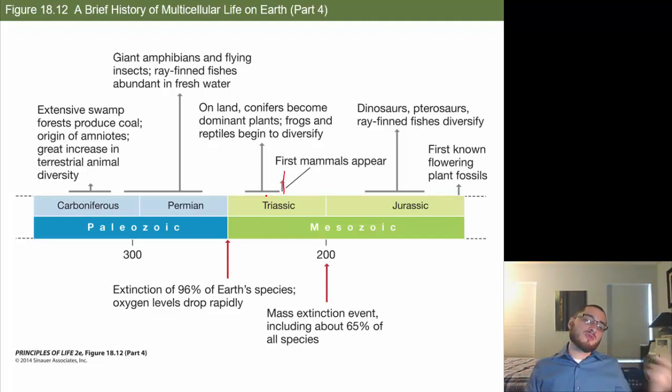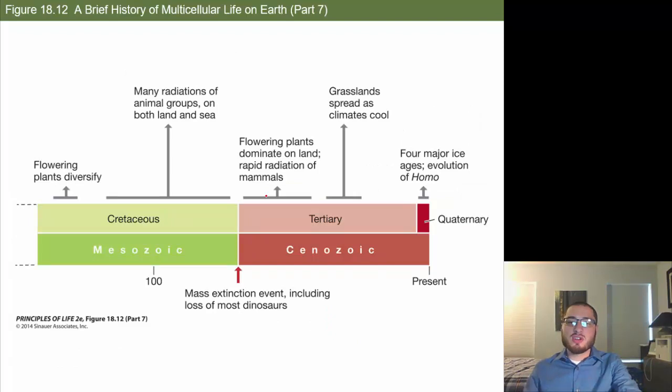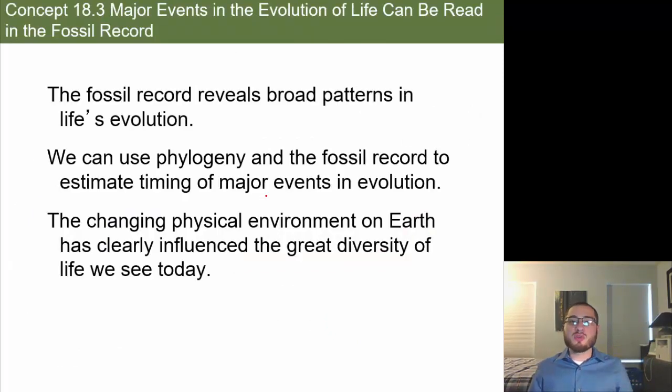It took billions and billions of years to go from a single-celled organism up to us, and it still took hundreds of millions of years to go from the very first mammals, which were like rodents, to us, who are very evolved, distinct species. Keep these things in mind as we move forward. The fossil record reveals this broad pattern in life's history, but you also want to understand how microevolution or speciation events occur. We use phylogenetic trees for macroevolution, and we can also use them for microevolution. The changing physical environment on Earth is going to continue to influence the diversity that we see in life today, just like it did in the past.